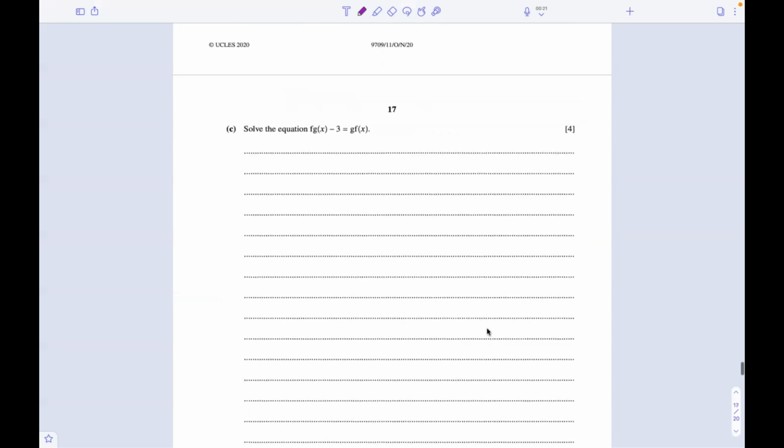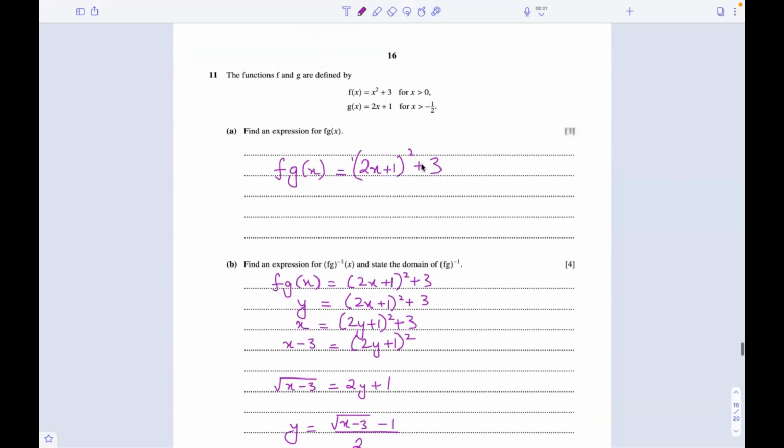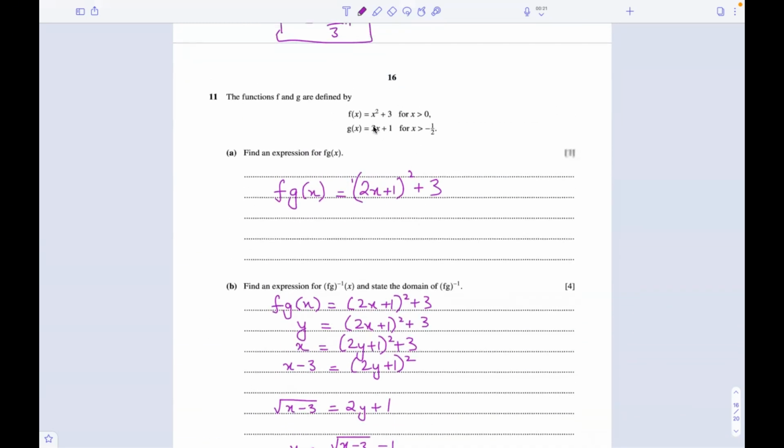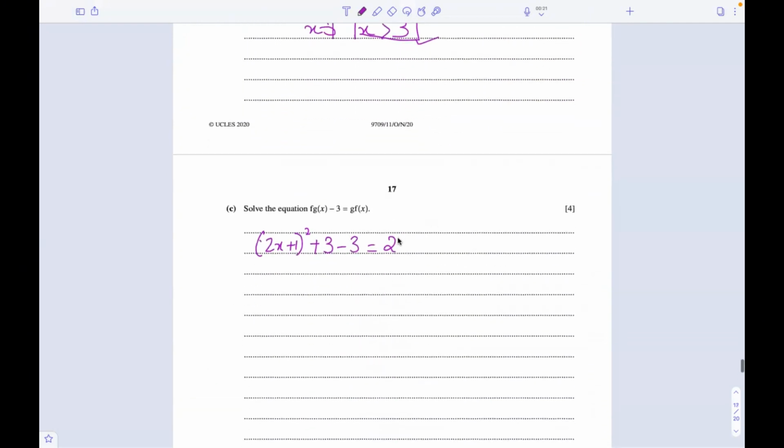In the next part, we have to find fg of x minus 3 equals gf of x. We have fg of x from the first part, which is (2x plus 1) whole squared plus 3, and then we have a minus 3 over here. For gf of x, the function g was 2x plus 1, and the x will be replaced by x squared plus 3. So we'll write 2 multiplied by (x squared plus 3) plus 1.